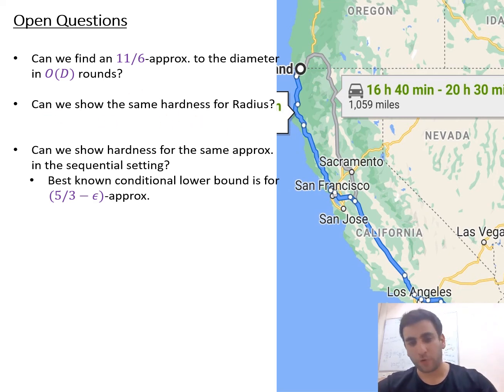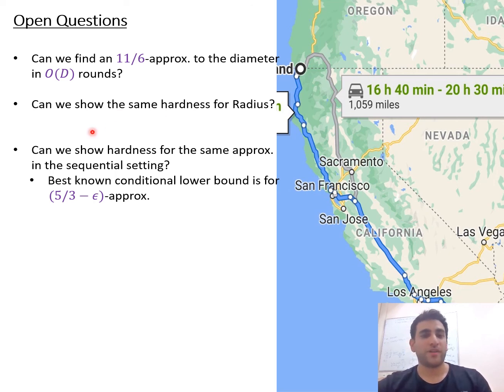The second question is regarding the hardness of the radius. Another important graph parameter is the radius of the network. And we are wondering whether the same hardness results apply also for computing the radius. I'm just going to say that we believe that the answer is yes, but we couldn't prove it yet.